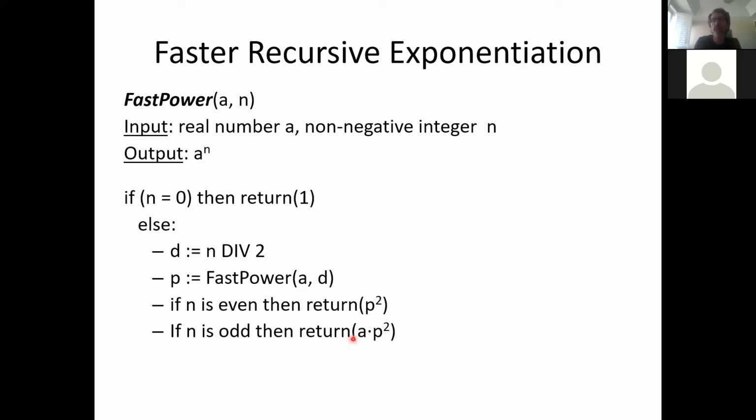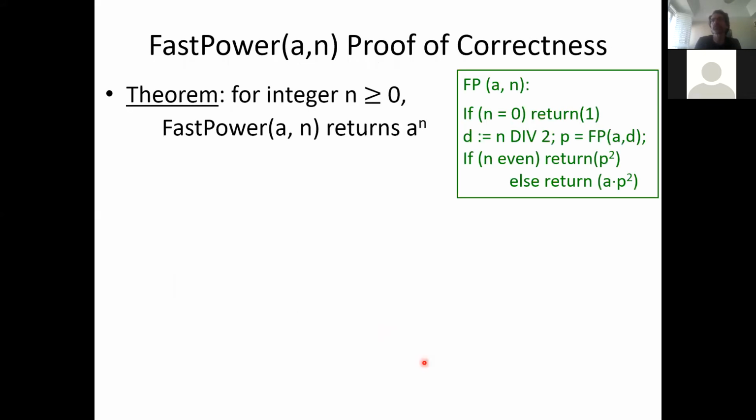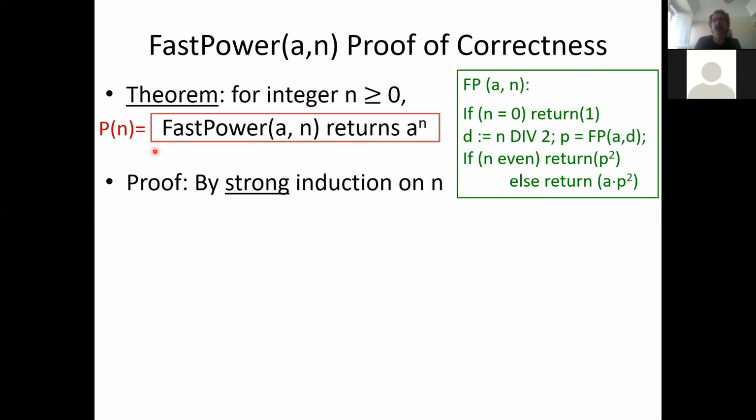Okay, let's argue this is correct. Here is the code again, the same code, but just called FP instead of FastPower to save space. And that's the claim I want to argue, and I'll argue it by strong induction. Why strong induction?